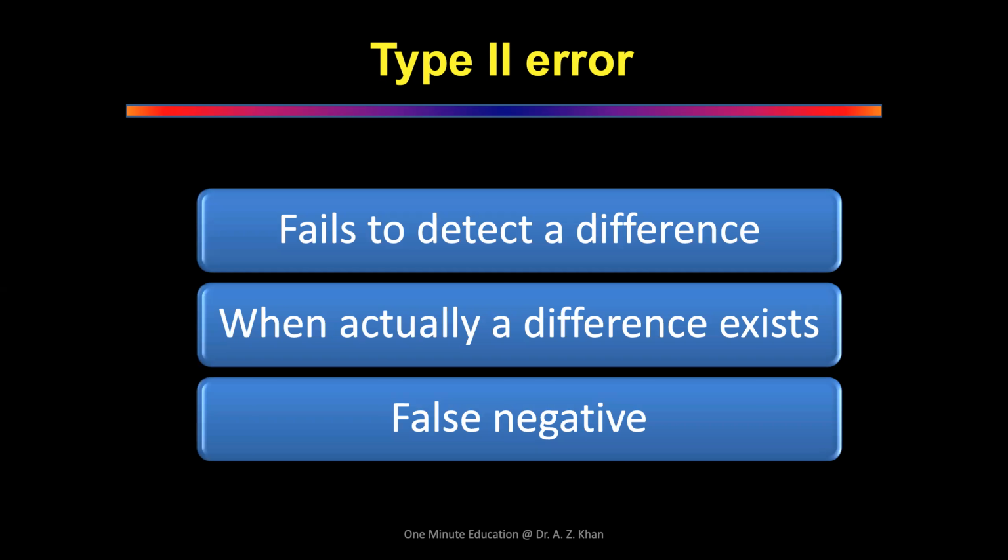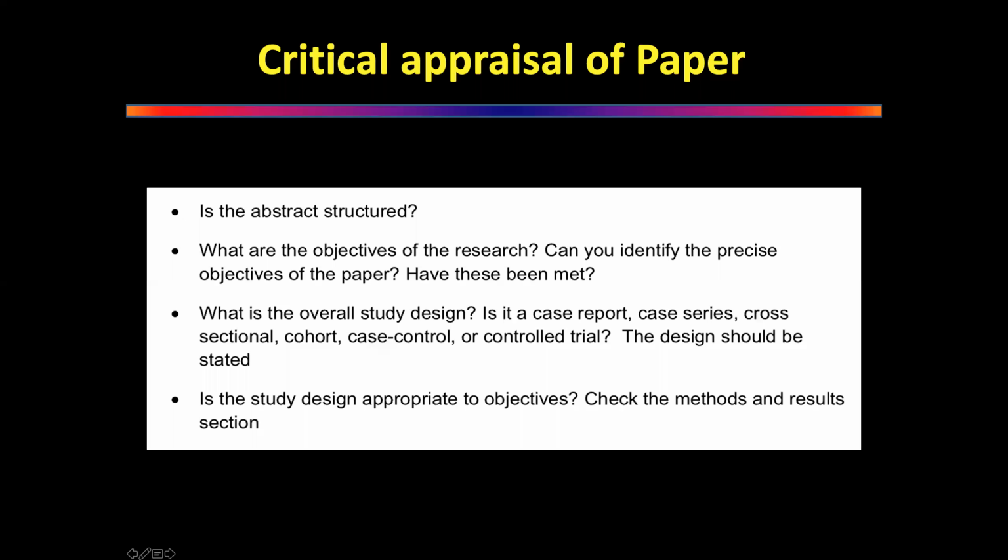Okay, so I'm going to come back to that first question which I asked you. One minute, I'm trying to move through my slides to find the question. We were talking about how do you critically appraise a paper. You told me, is the abstract structured? You told me about the objective and the study design. I like that. Randomized controlled trial or not. Is the design appropriate to the objectives? You look at the methods and results. What else?